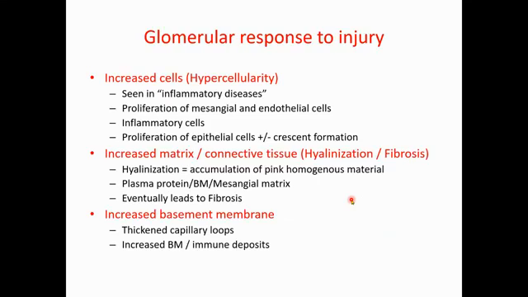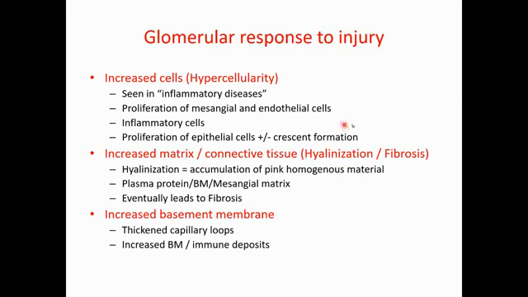Glomerular response to the injury. Whether the antigen-antibody complex is formed in the circulation or in situ, it leads to a cascade reaction, inflammation. How does the glomerulus respond? Here the glomerulus responds with increased cells, hypercellularity, seen in inflammatory disease.